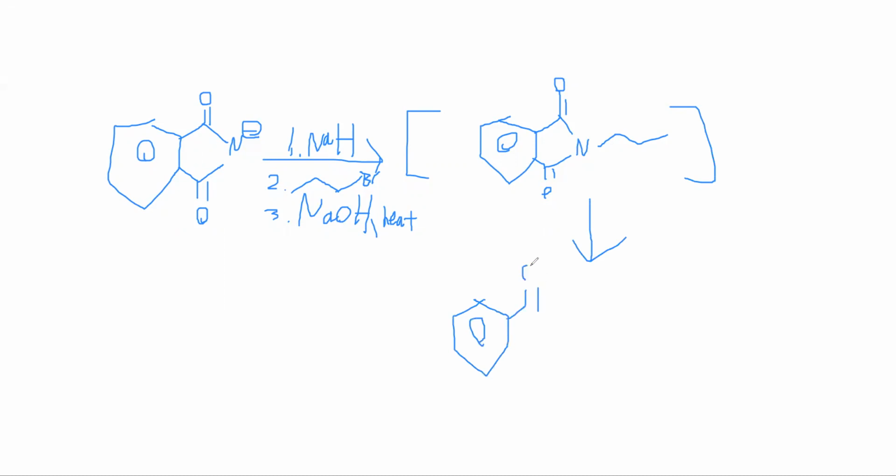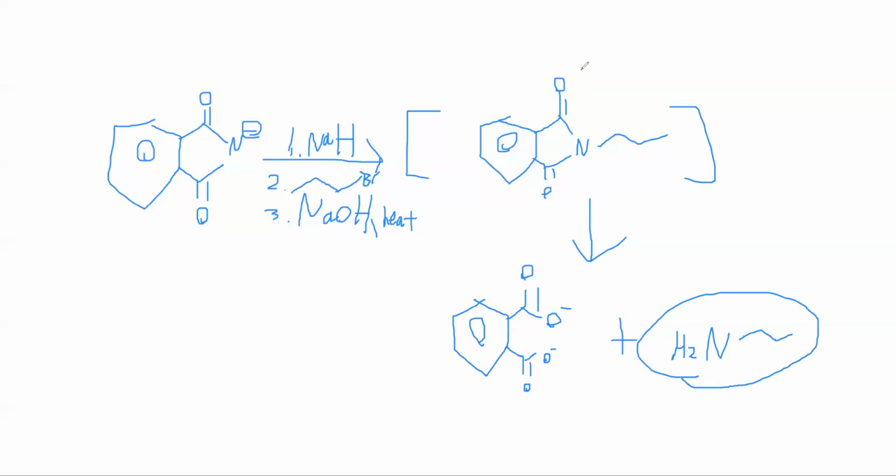They're going to form, well, because we're adding hydroxide, we're going to form carboxylates instead of carboxylic acids, but it's the same idea. And then you end up with your amine. And that's what we care about here. And that's another way to form amines.